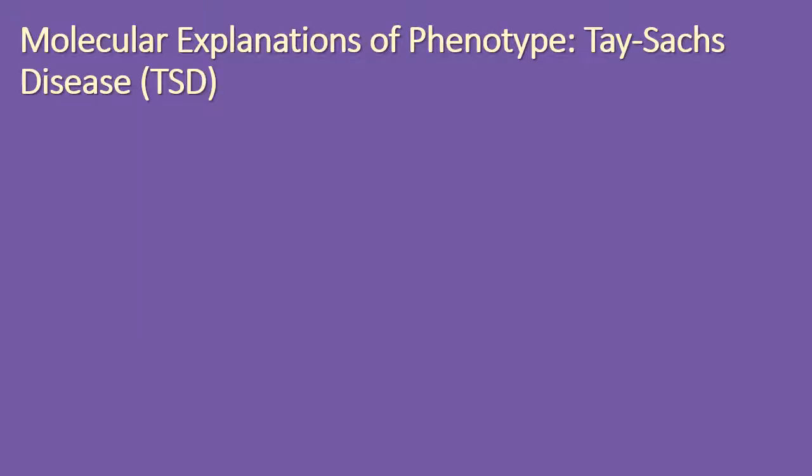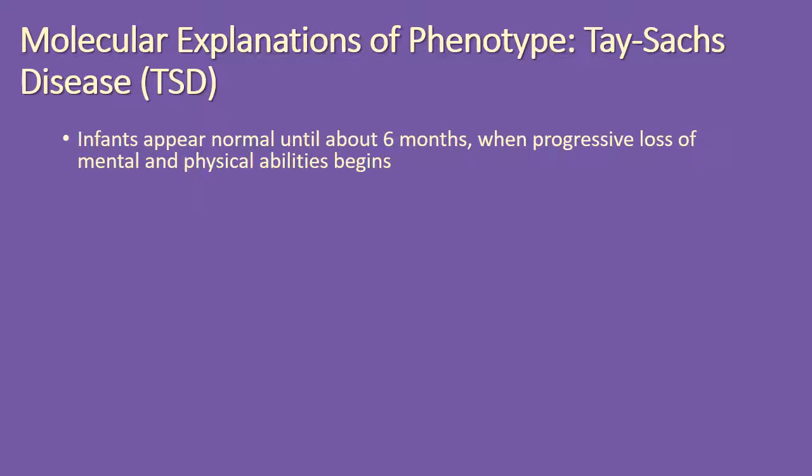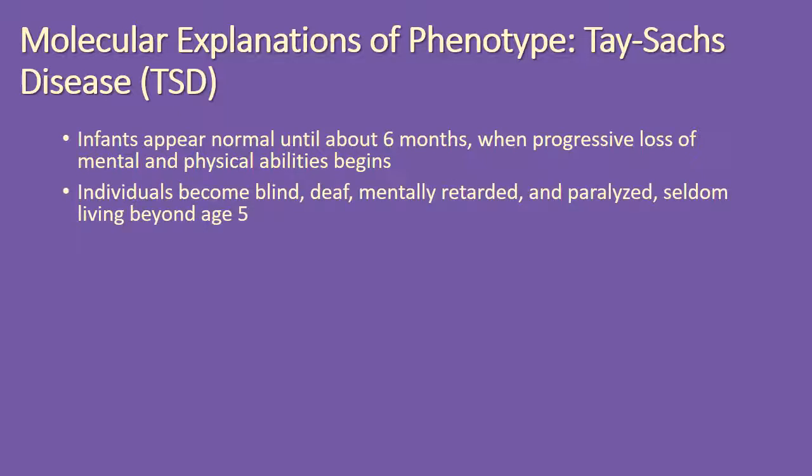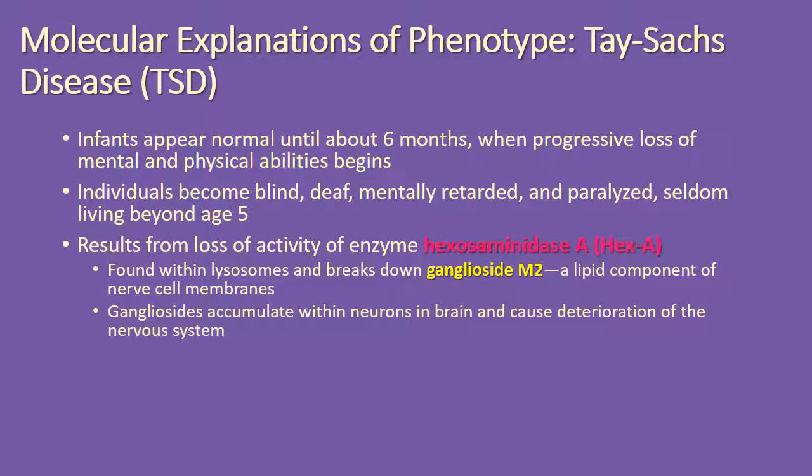Okay, so the last one we're going to talk about is Tay-Sachs disease. Tay-Sachs disease is an autosomal recessive trait. It occurs in children that have parents that are carriers, and they inherit two faulty genes. They will appear normal when they're born. At about 6 months, though, they'll start to have progressive loss of mental and physical abilities. They become blind, deaf, mentally retarded, paralyzed. Typically, they die before the age of 5.